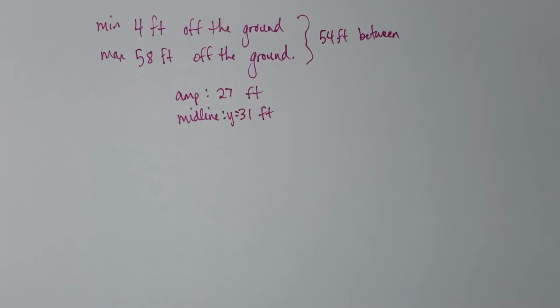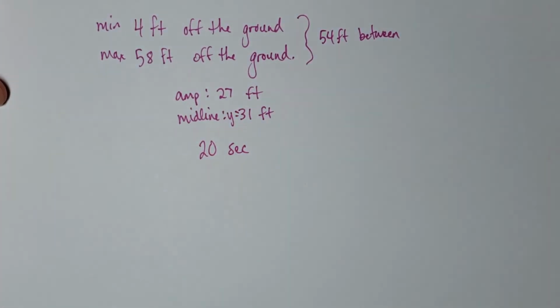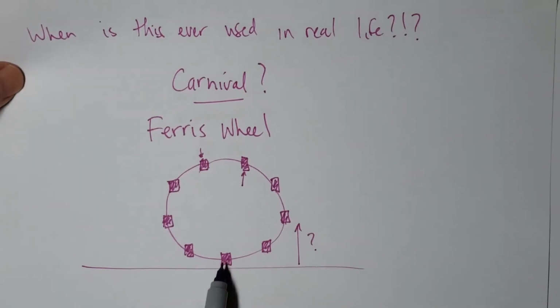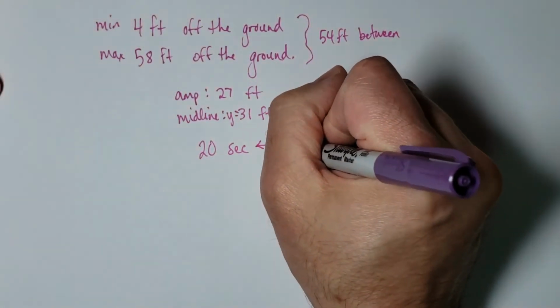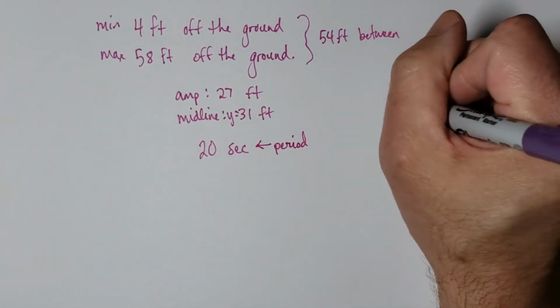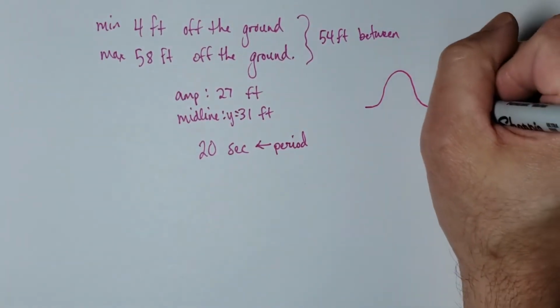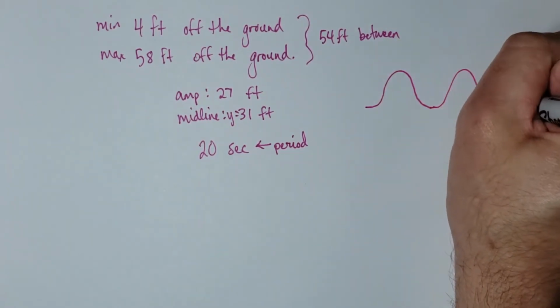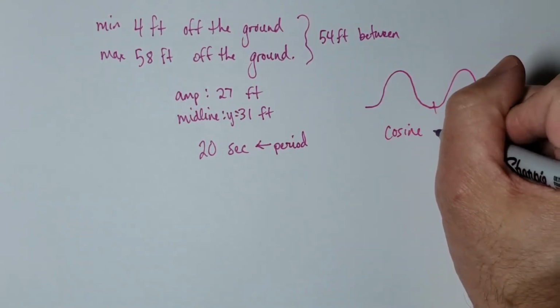Now, you probably weren't timing the videos when you watched them, but what happens is it takes approximately 20 seconds to go from the bottom all the way around again to get back to where you started. So that means that the period was 20 seconds. Now, if you think about getting on at the bottom of the Ferris wheel, and then going up and down and up and down, you should be able to recognize this as a cosine graph that starts at its minimum, so it's a negative cosine.